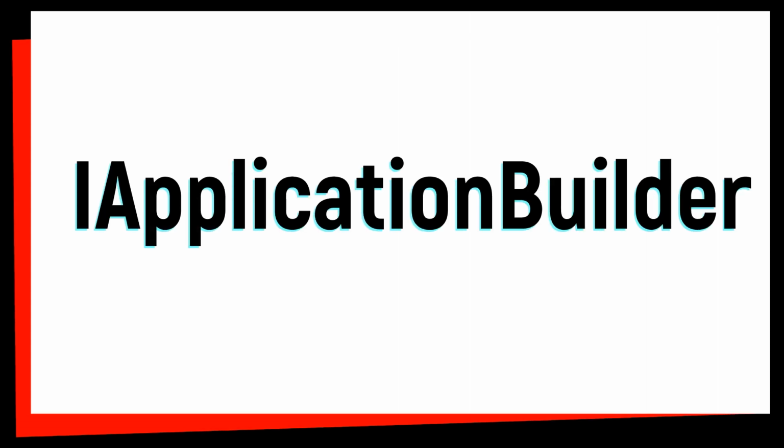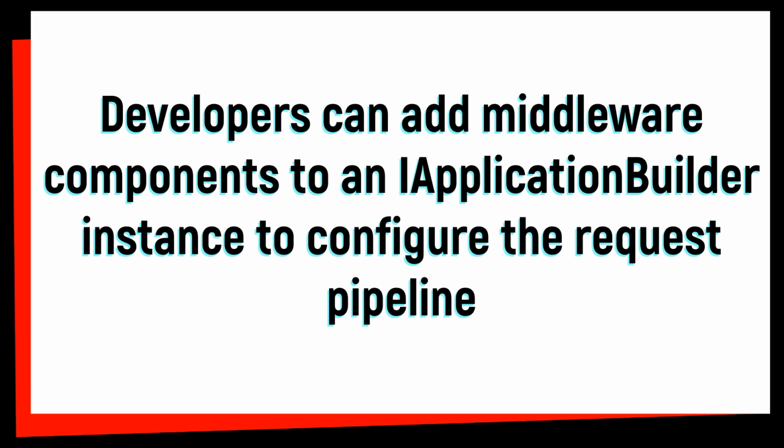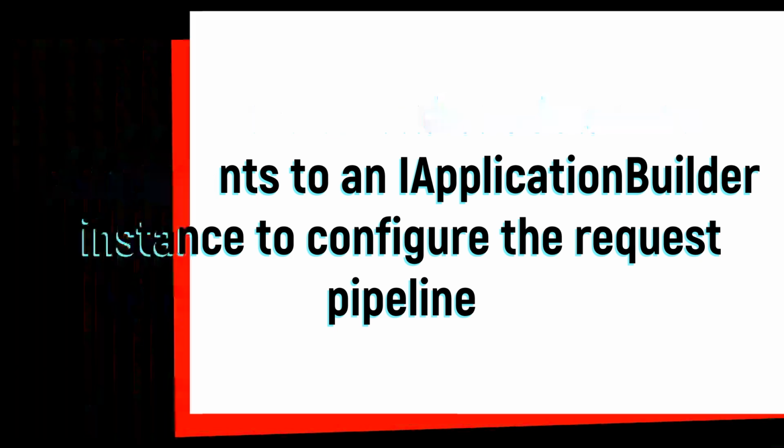What is IApplicationBuilder? IApplicationBuilder is used to configure the application request pipeline and also used to add middleware. Whenever you try to add some new middleware in the application, you can see it will be using IApplicationBuilder as the extension method. Even when you try to create some new custom middleware, we have to use the IApplicationBuilder extension method to add the request into the application pipeline. Developers can add middleware components to an IApplicationBuilder instance to configure the request pipeline.